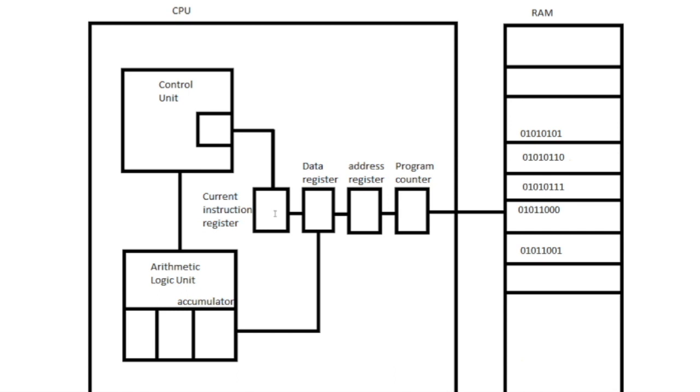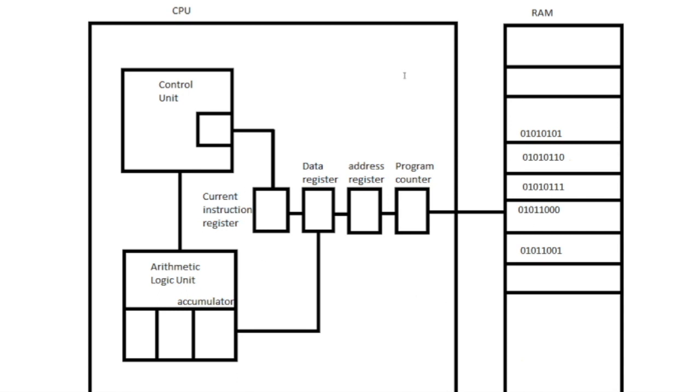Once the current instruction register has an instruction, it will send that instruction to the control unit. The control unit will decode it and execute whatever instruction was sent to it. Let's say it was asked to load whatever was in this memory location right here. Then the address register would pull out this memory location and store it inside, and the data register would pull any data stored in there and send it to the accumulator inside the arithmetic logic unit.